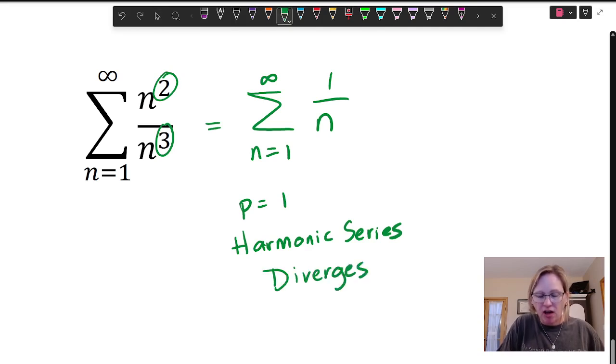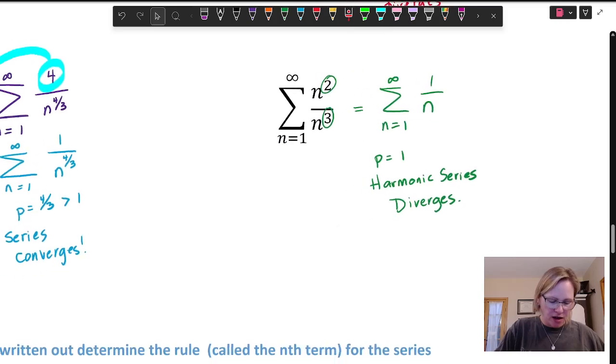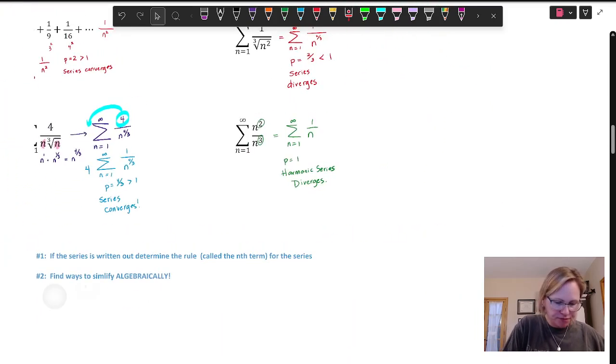Now, do you have to call it the harmonic series? No. Is saying p equals 1, the series diverges, enough? Absolutely. But the key is you have to identify that harmonic series or identify the p-series, say that it converges or diverges. So here are a couple of little pro tips.